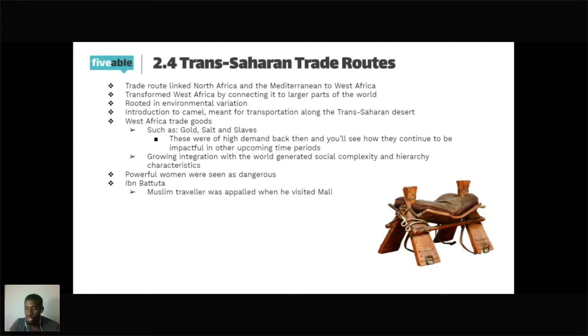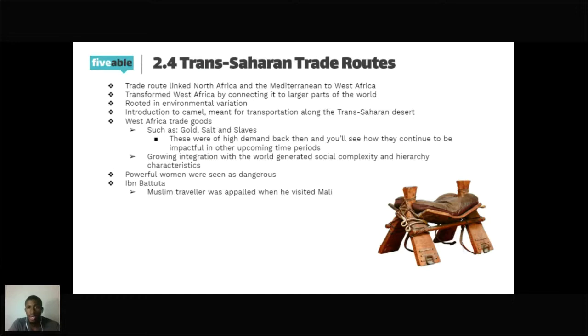It was also rooted in environmental variations, which just means it changed the environment because of the trading that occurred. And next, we have the introduction of the camel, which was meant for transportation along the Trans-Saharan desert. Next, you have West African goods that were traded, such as gold, salt, and slaves.